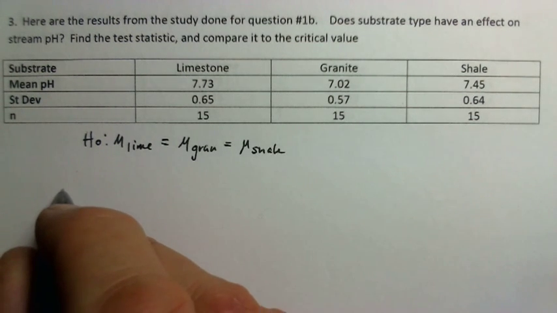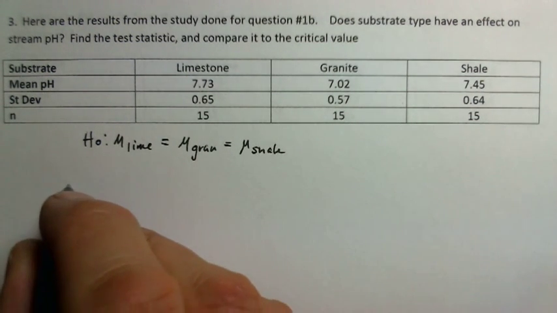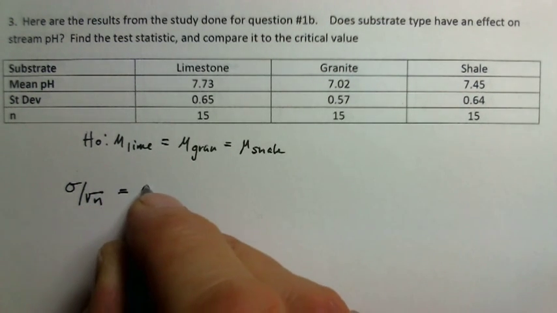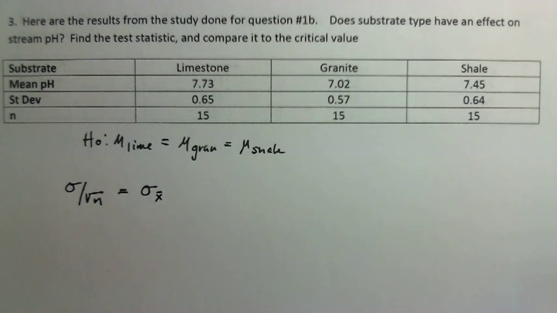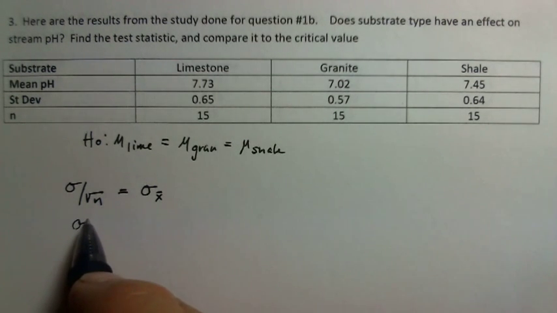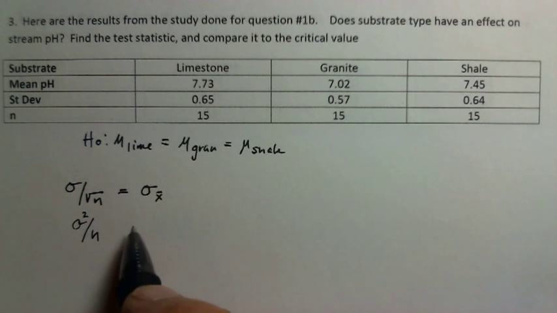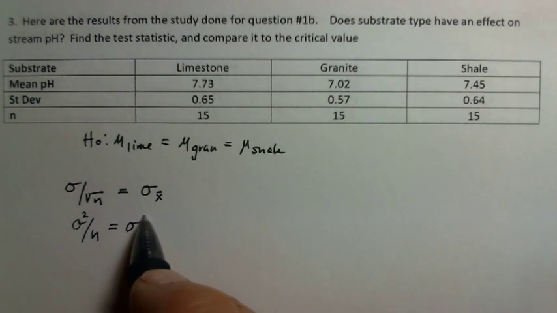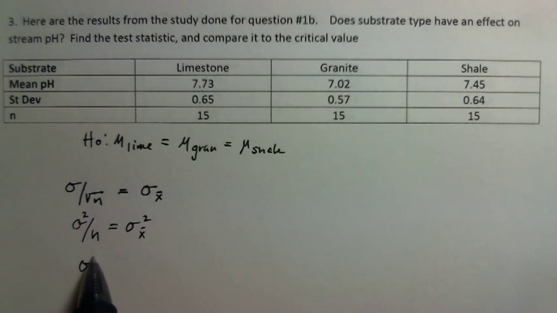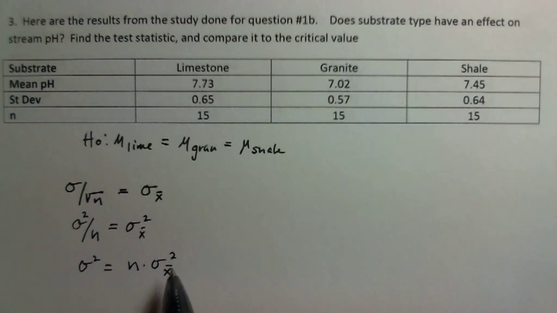So this is based on some pretty clever trick. If you remember that the standard deviation of the population divided by the square root of n is equal to the standard deviation of x bar. Well, we can play around with that a little bit. We can say that the standard deviation squared divided by n is equal to the standard deviation of x bar squared. And then we can say that the standard deviation of the population squared is equal to n times the standard deviation of x bar squared.